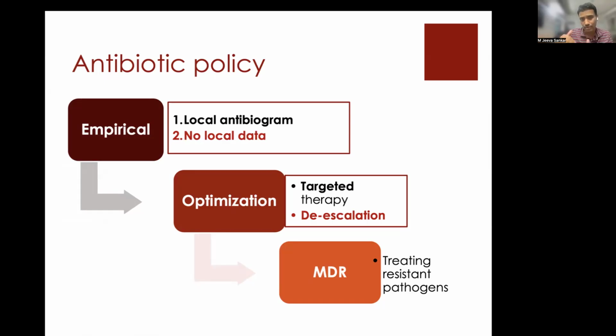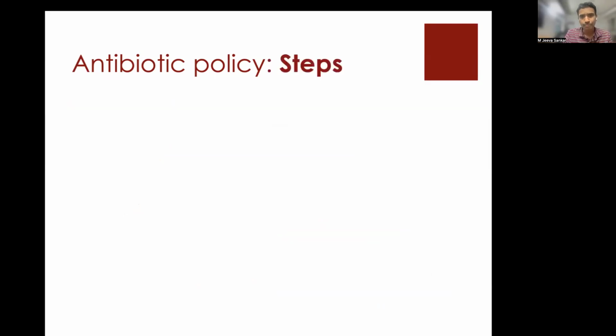So these are the three broad topics, the subheadings, which I'm going to cover. For empirical therapy, we talk about the antibiogram; for optimization, we'll talk about targeted therapy and de-escalation; and for multi-drug resistant, what the first choice and second choice are. Those are the three subheadings I will talk about.